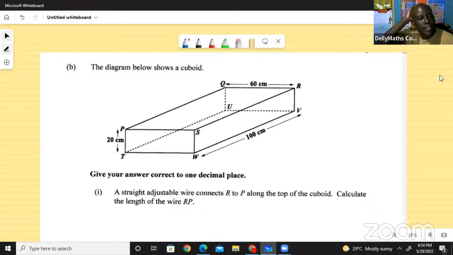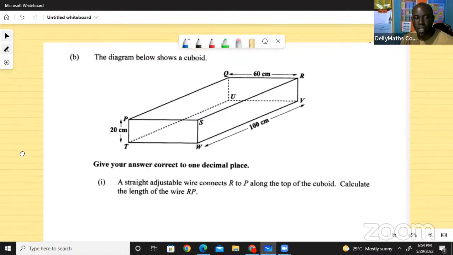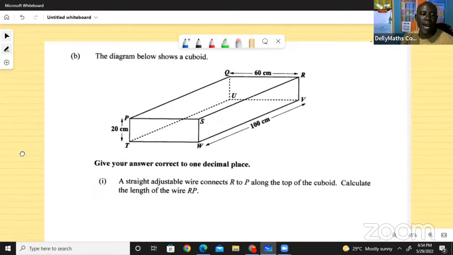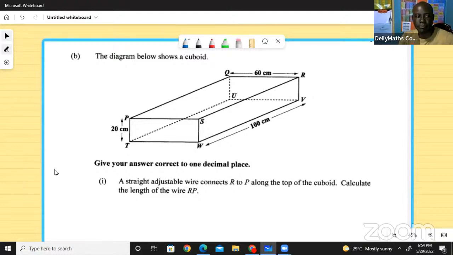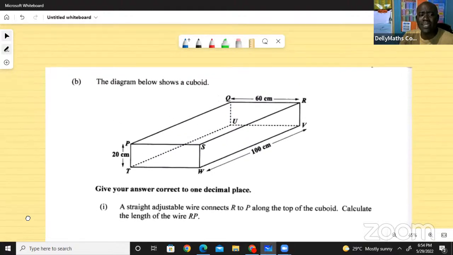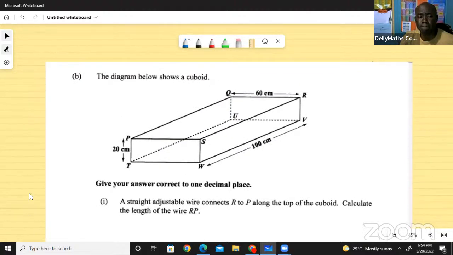We're seeing some measurements on it. 20, which would have been the height of it. The length of it is 100, and 60 would have been the width or the breadth, how broad it is. It says, give your answer correct to 1 decimal place. All of our answers will be to 1 decimal place.